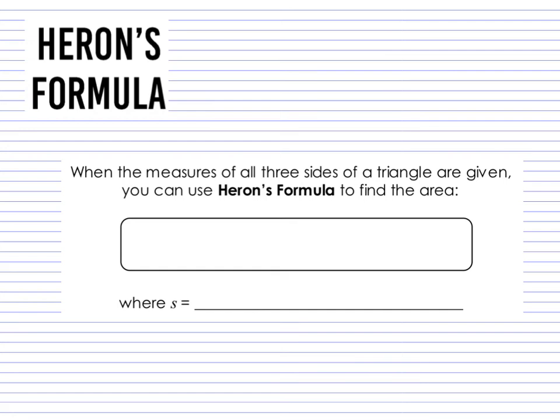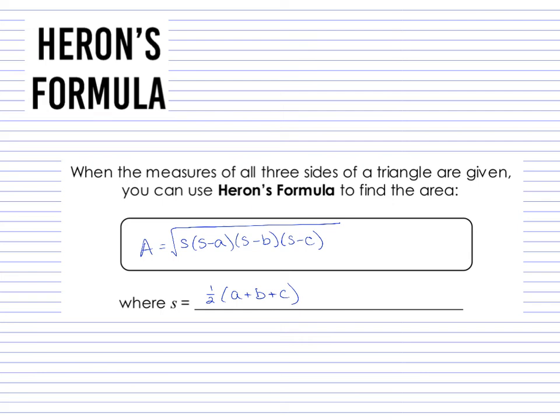So when you're given all 3 sides of a triangle, you can use this formula I'm going to give you here. It's that the area is equal to the square root of s times s minus a times s minus b times s minus c. Now that s variable is something new. S stands for the semi-perimeter, or the perimeter divided by 2. So all we have to do to find that is multiply the sum of the sides times 1/2.